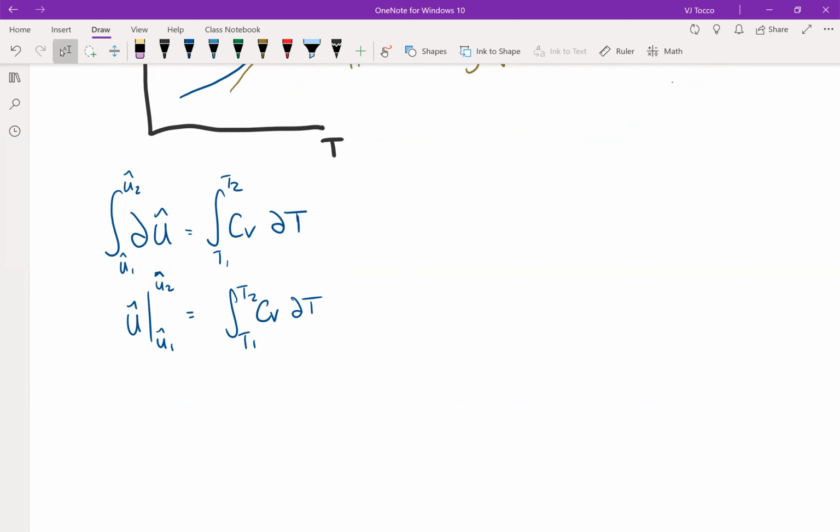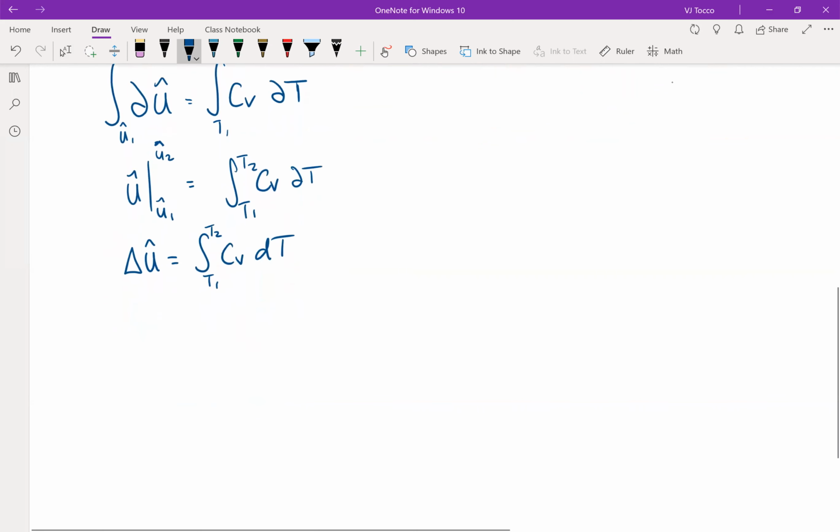All right, so the left-hand side you can further decompose into saying it's u hat 2 minus u hat 1, and that is, by definition, delta u. Delta u is equal to the integral of CV dt. And my calculus is a little bit fuzzy. Somewhere along the line, we can say that the partial derivative turns into a total derivative from t1 to t2.